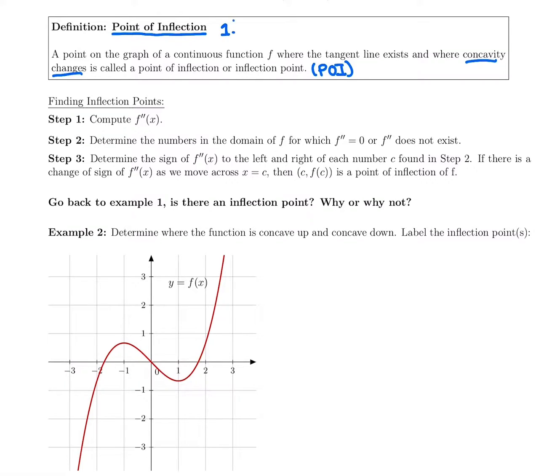So the first thing that needs to happen is it has to make the second derivative 0 or undefined. Make the denominator 0. So just like a critical number, it has to make the first derivative 0 or undefined. The point of inflection needs to make the second derivative 0 or undefined. But the thing that makes this a little bit more complicated is concavity has to change.